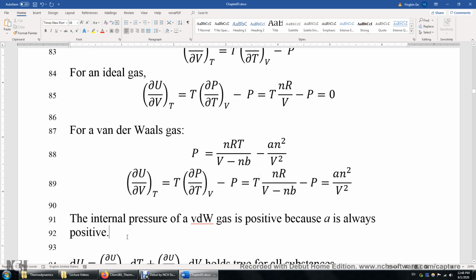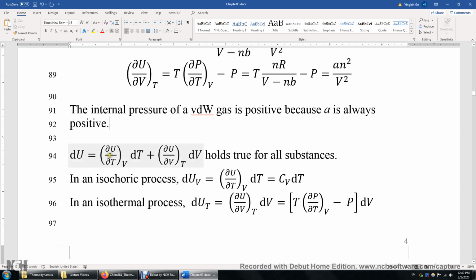Actually, it indicates the limitation of the van der Waals equation of state. Supposedly, U depends on V because the attraction and repulsion depend on the intermolecular distance. However, in this expression, you see only the attraction term. There's no repulsion term. So that's actually the limitation of the rather simple van der Waals equation of state.